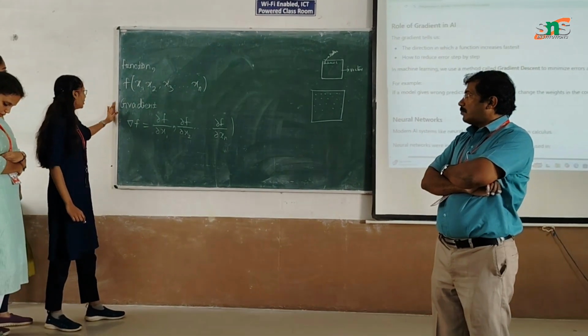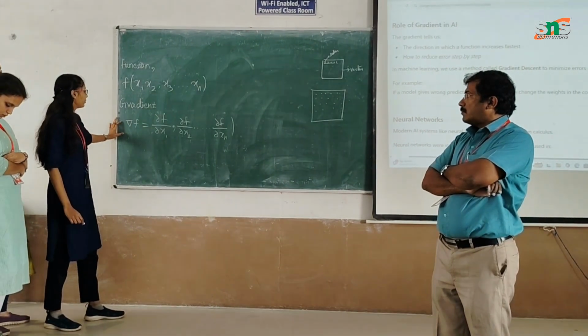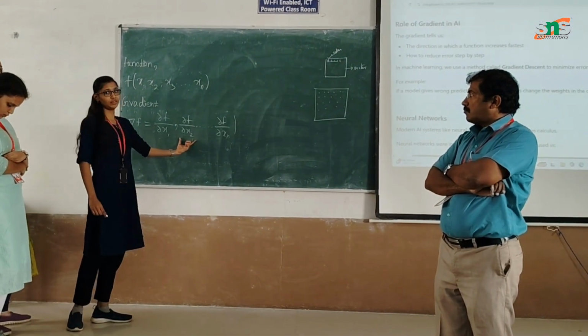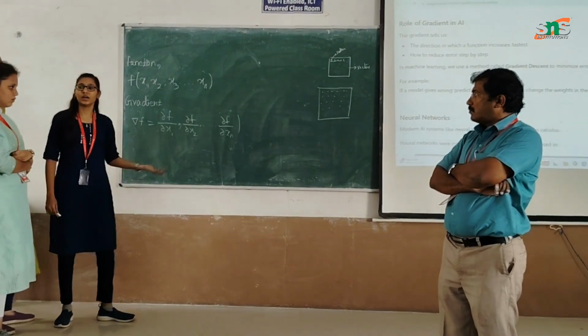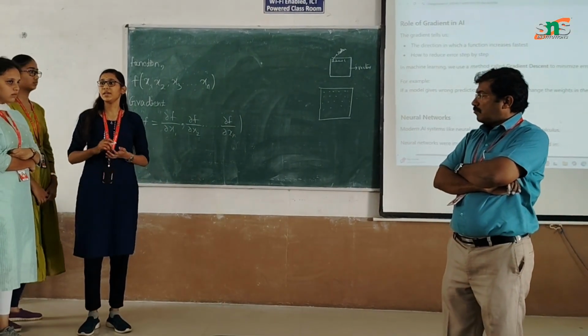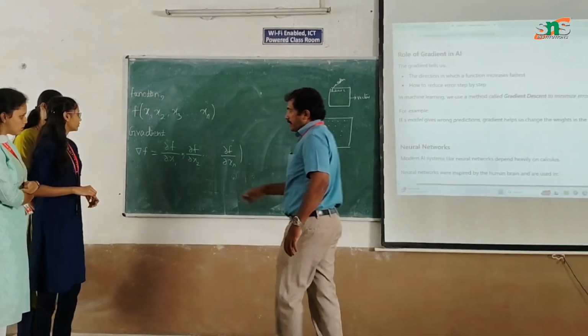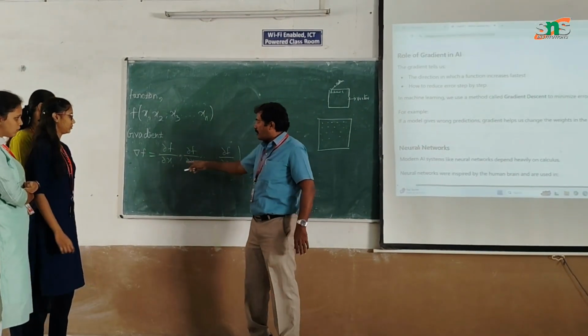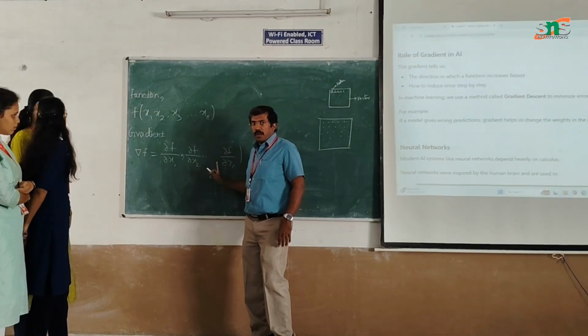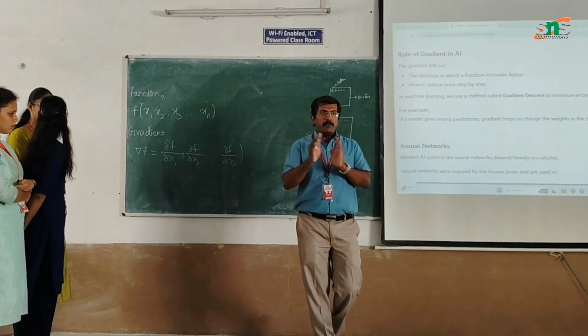For the formula of gradient, we take the partial derivatives for each variable. This method will reduce the error. In the partial derivative concept, you can understand the rate of change, the rate of change along x1, along x2, along x3. So we can understand how large the changes are.